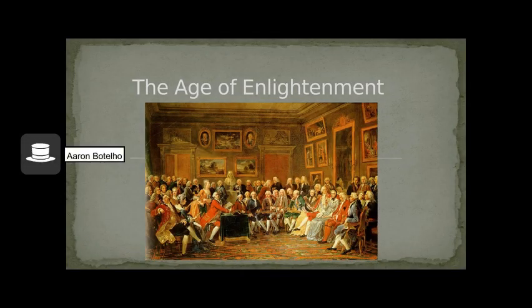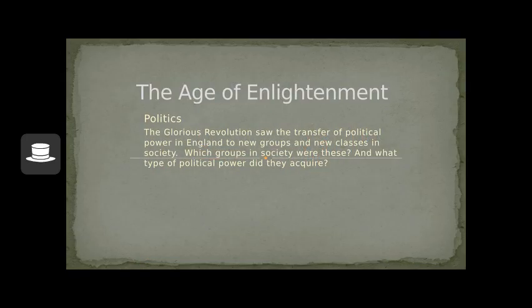And welcome back, everybody. Today we're going to be continuing on with the Age of Enlightenment, and we're going to be covering the politics of the Age of Enlightenment, and particularly today we're going to be looking at something called the Glorious Revolution.